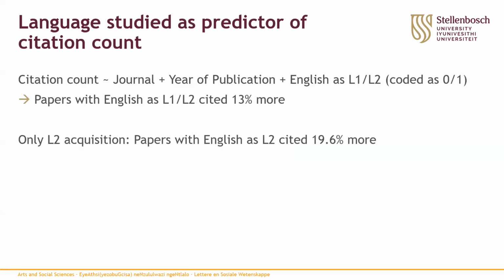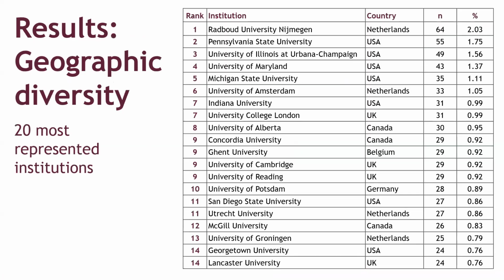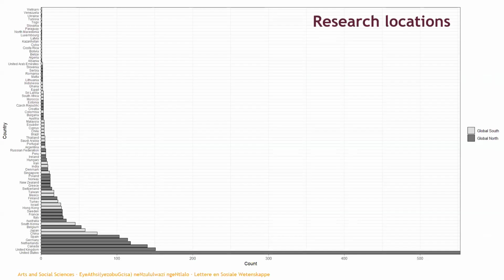I'm going to skip over this bit. This is just a little citation analysis, simple to do with the data that we have. For our results related to geographic diversity, here is just an indication of the most frequently occurring university affiliations in our data. You'll see those are basically all from the US, the UK, and Europe.